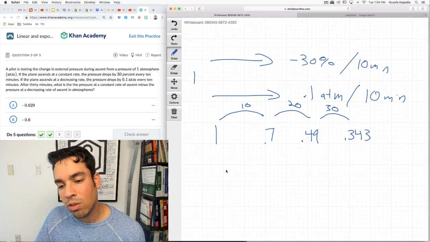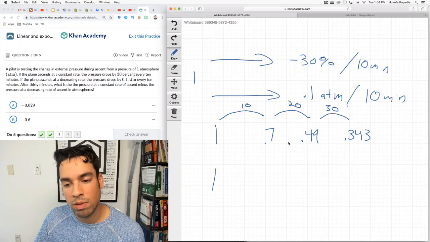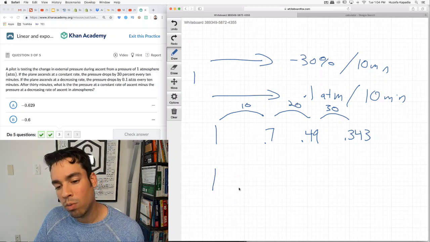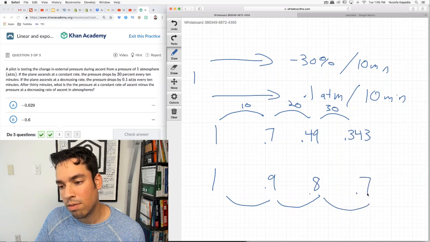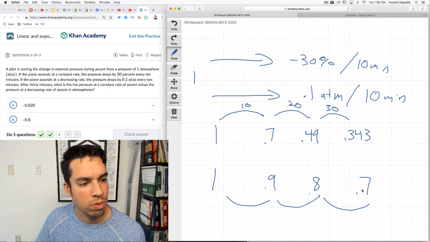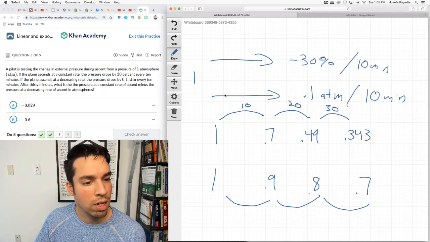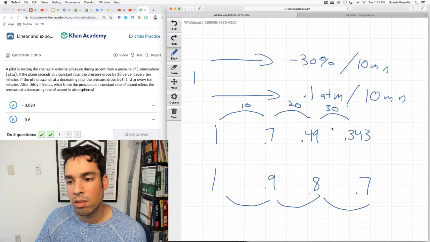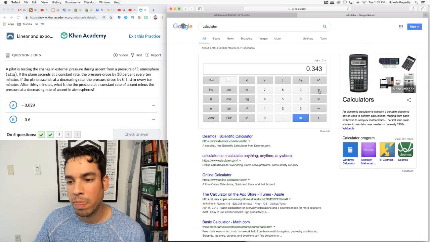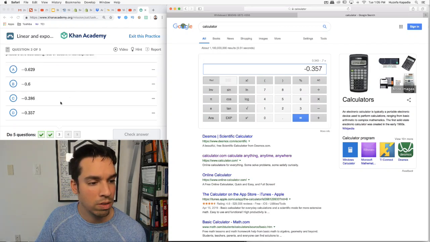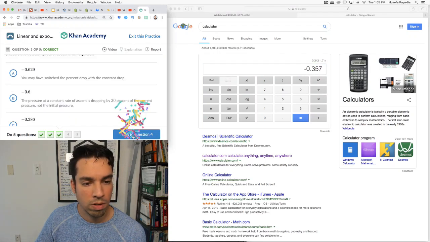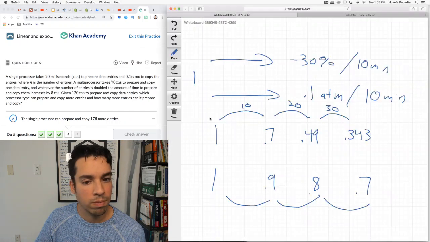And then the other one. We're starting at 1, then we drop by just 0.1 each time. So 0.9, 0.8, 0.7. It's pretty simple, right? So we say, what is the pressure at a constant rate, which is the top one minus that one. So 0.343 minus 0.7 is negative 0.357. Okay, question 4. So far, so good.